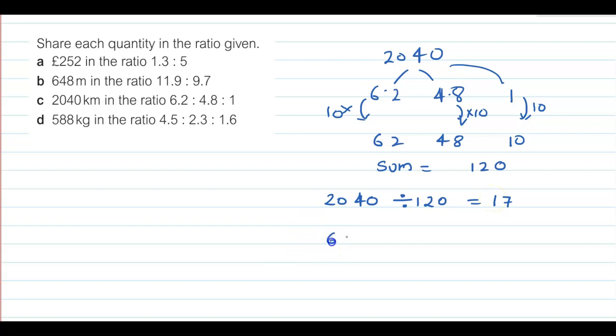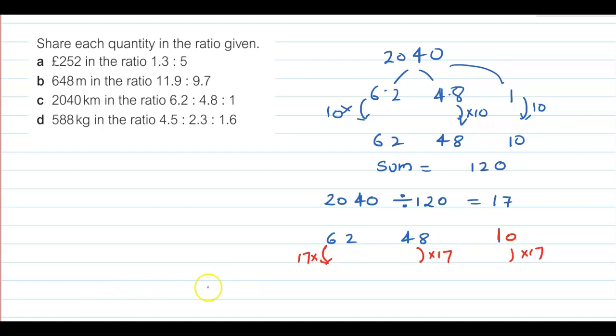Our ratios are 62, 48 and 1. What will be the next step now? Wait, no, it's 10. Yeah, it is 10. That's right. So what will be the next step now? You times 17 by all the ratios. Yes, good. So it is 17 times 62, times 48, and times 10.